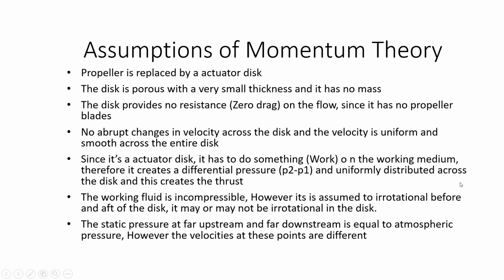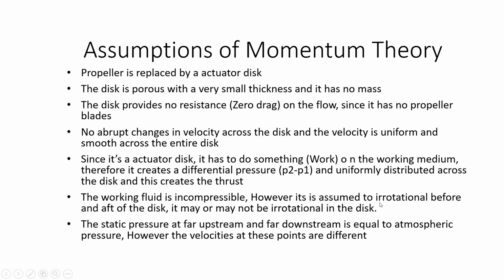It will increase or it will decrease, however the graph is given. We'll see the graph. Since it's an actuator disc, it has to do something. Here it is doing some sort of work: it is increasing the pressure from P1 to P2 on the working fluid, that is your air. And one more assumption: the working fluid is incompressible.